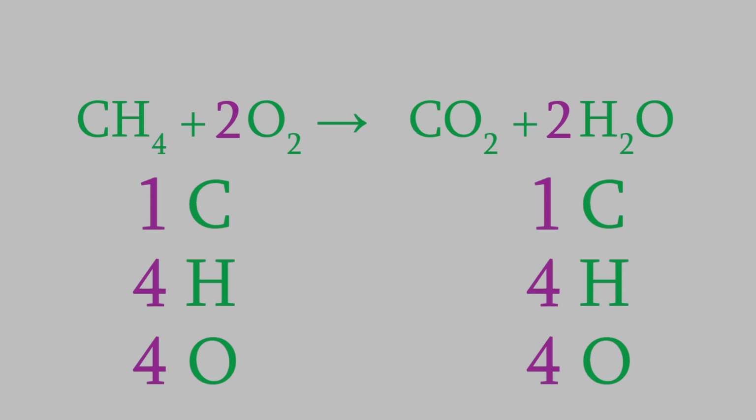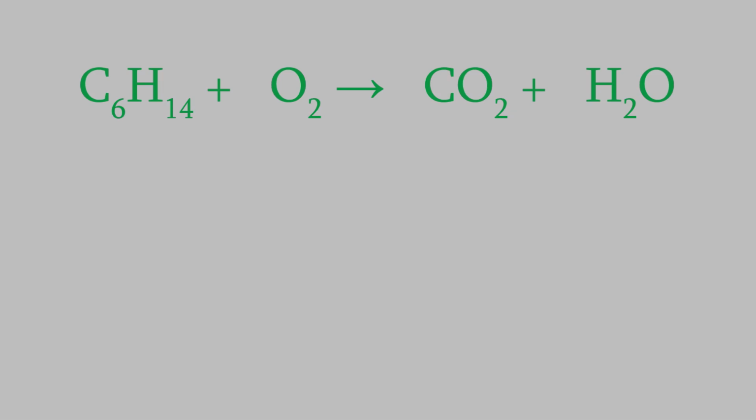Now let's try a harder one. We'll try a combustion reaction of C6H14. This is a compound called hexane, and it's a major ingredient of gasoline. Since this is a combustion reaction, the second reactant will be oxygen, and the products will be CO2 and water vapor.